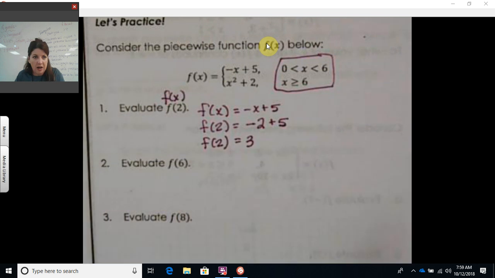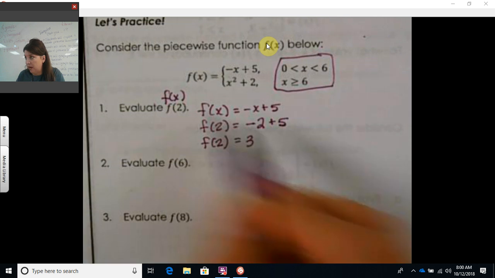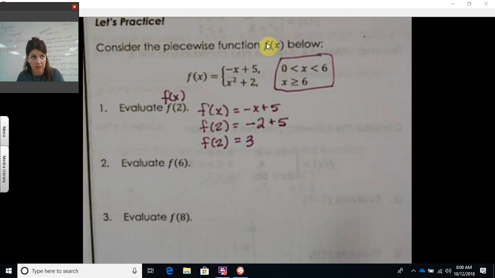So if I were going to plot that point on a graph, what would the ordered pair be? 2, 3. Not 3, 2. 2 is your x, 3 is your y. Input, output, domain, range. Okay?